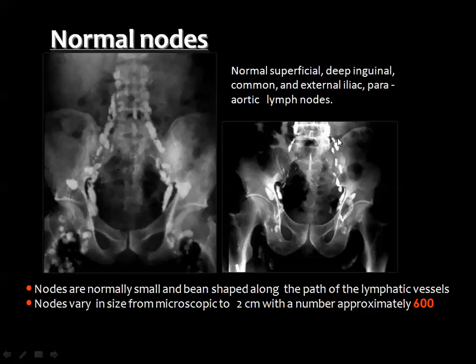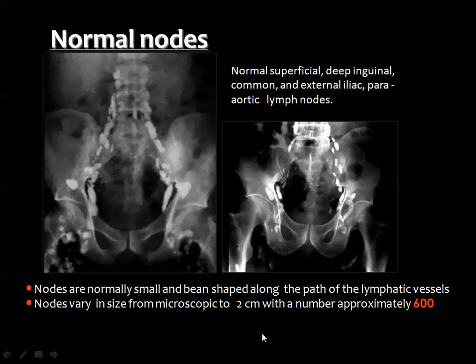And you remember that nodes seen by lymphography will include the inguinal, external iliac, common iliac and para-aortic lymph nodes. The internal iliac nodes are not shown by lymphography. And the nodes vary in size from microscopic size up to 2 centimeters, and the number of lymph nodes all over the body may reach 600.